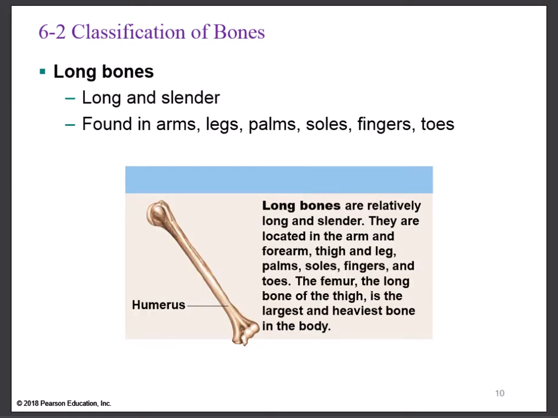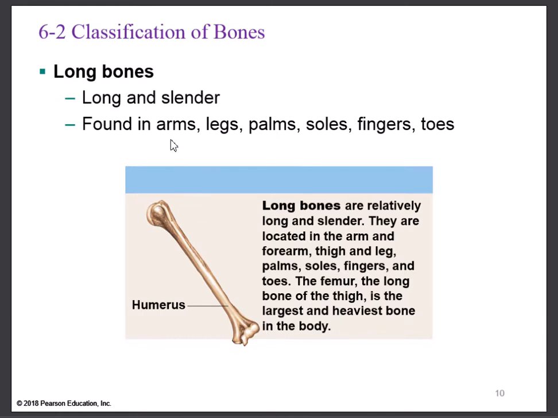The bone that most of us think of when they think of a bone is a long bone. These are long and slender. So what you're going to see is, this happens to be the arm bone, the humerus. You're going to see a long shaft, and then there's going to be one end expanded over here, and then if we go down to the other end, it's going to be expanded.